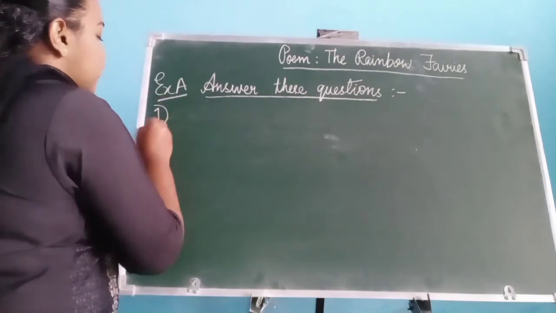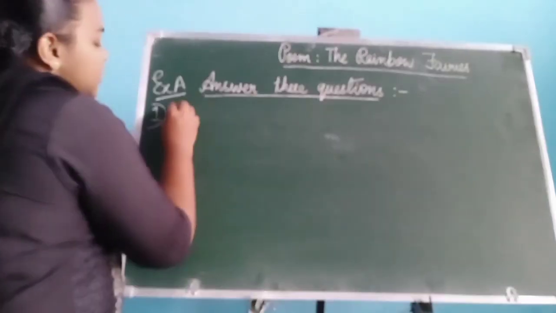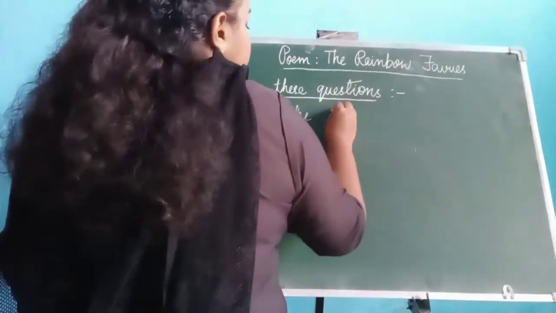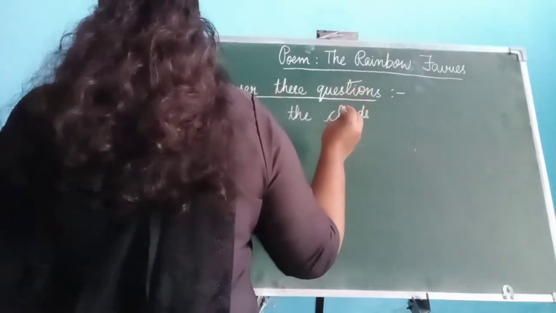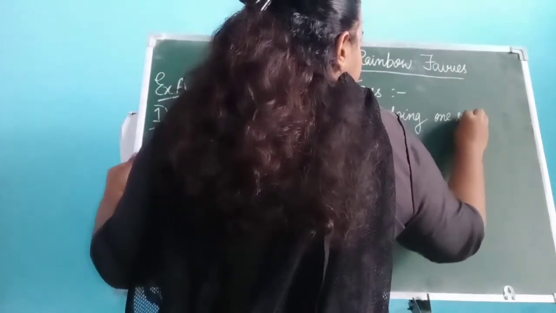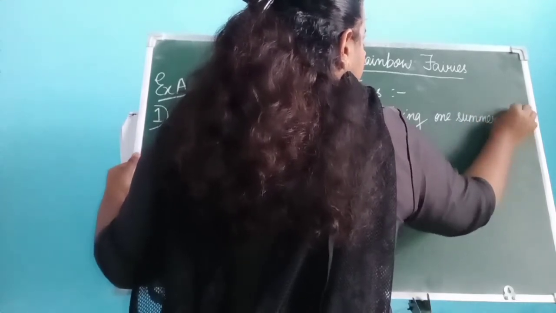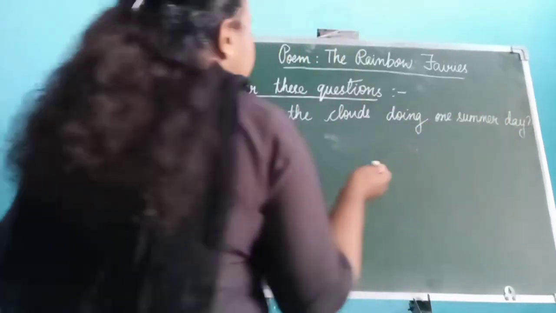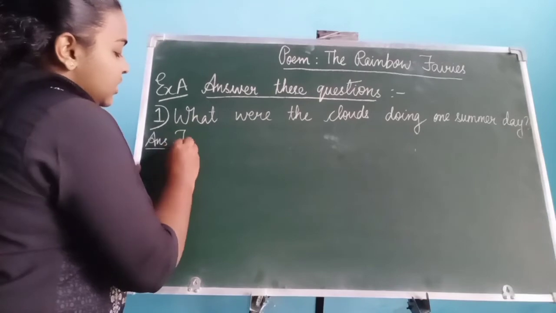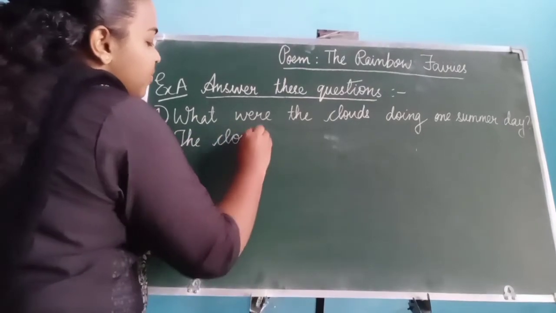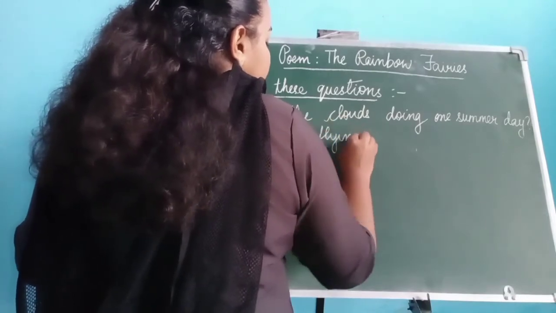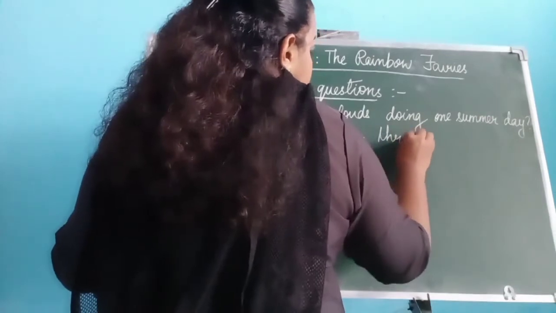So first one is, what were the clouds doing one summer day? So what were the clouds doing on one summer day? Answer is, the clouds were flying through the sky. Clouds were flying through the sky.